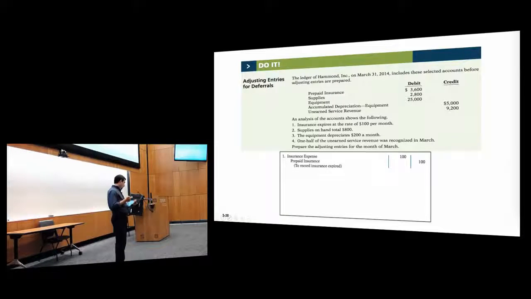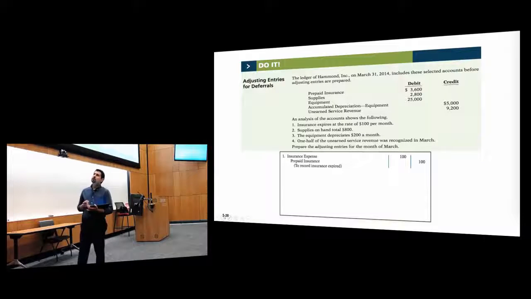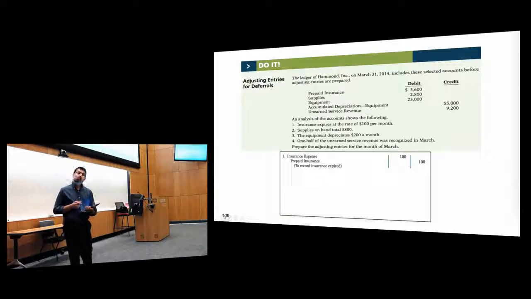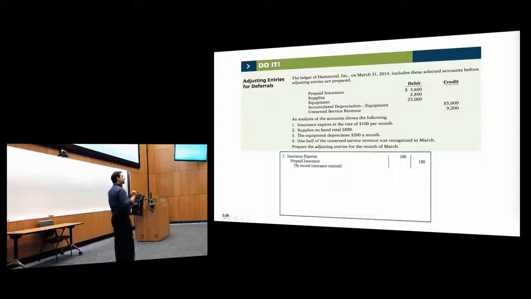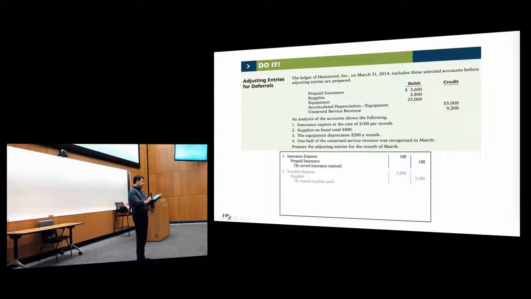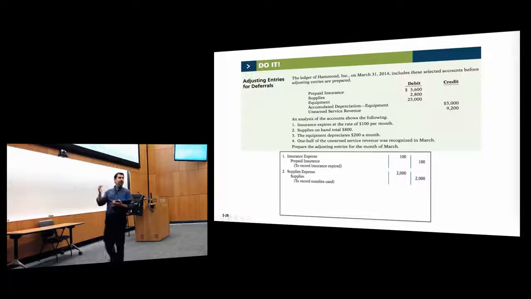Next, supplies on hand total $800. So what was the supplies that were used? $2,000. So the company used $2,000 of supplies. They spent $2,000. So what do we do? You debit supplies expense, credit supplies. You debit the expense, you credit the asset.